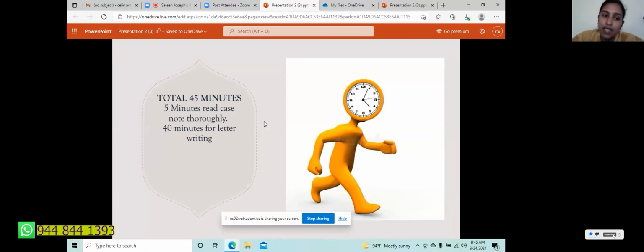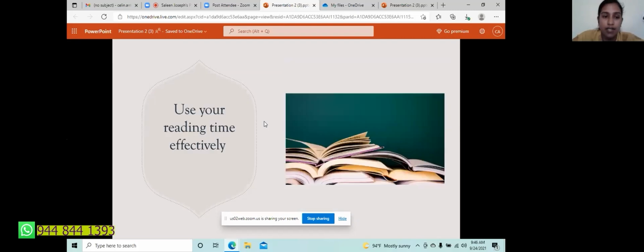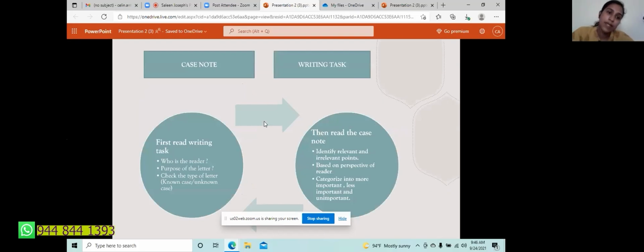And the next 40 minutes is our running time, that is the writing task. We have to finish it based on the relevant case note. I'll be dealing with how to select the relevant notes and how to ignore the other things. I will briefly tell you about that. Use your reading time very effectively. In the task, we will get the case note and the writing task. The case note starts after the introduction, from the patient identification till the recommendation paragraph. That is the case note. And the writing task is at the end of the case note. You can see the writing task.